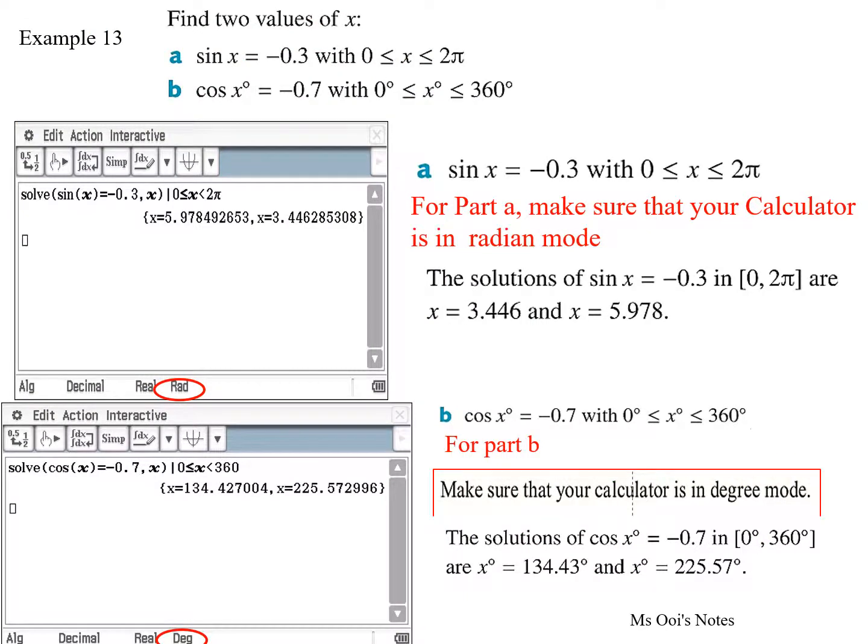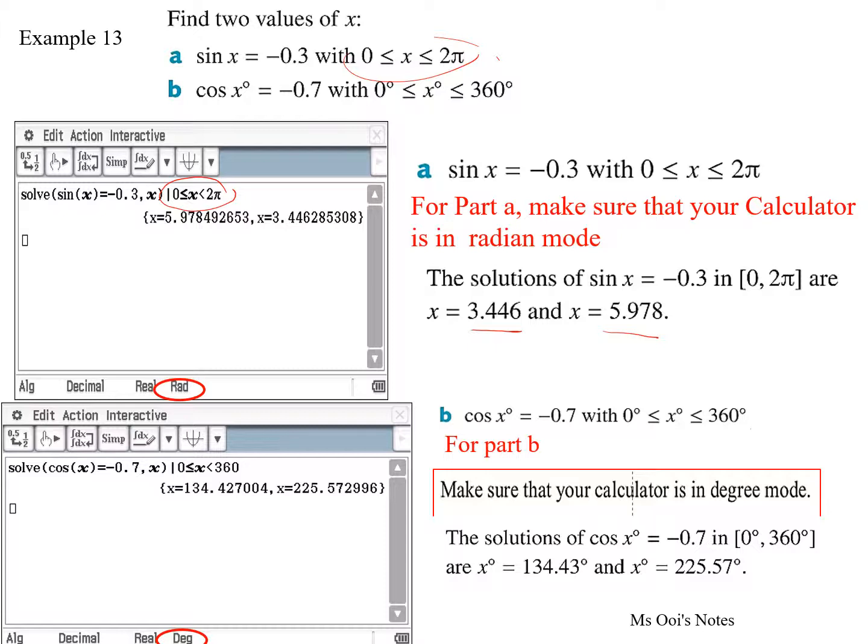All right, example 13. Find two values of x. First one is sine x equal to negative 0.3 with x lies between 0 to 2 pi, inclusive of the two endpoints. Okay, again, I use CAS. Solve sine x equal to negative 0.3, put the domain given. And the calculator spit out two answers. One is x equal to 3.446 and so on, and 5.97849 and so on. Now in the exam, they will ask you to round to certain decimals, so make sure that you follow the instructions closely that are given in the questions.